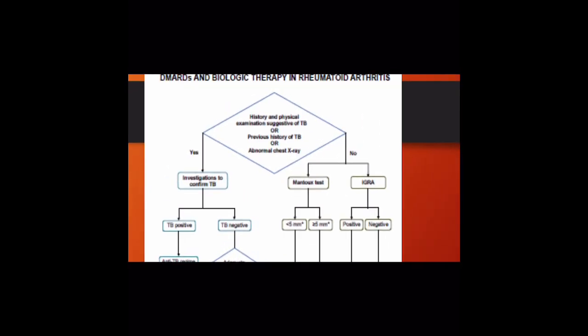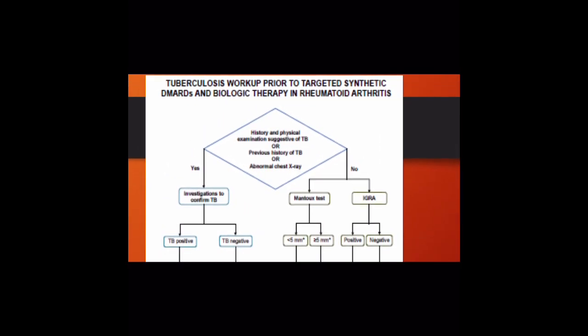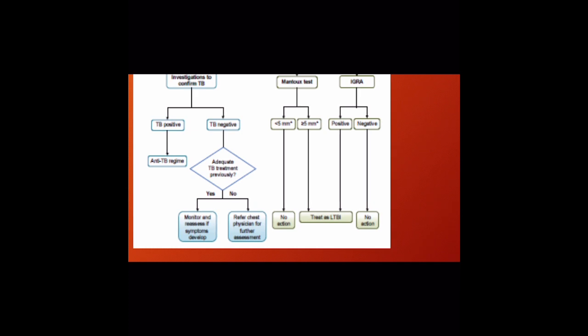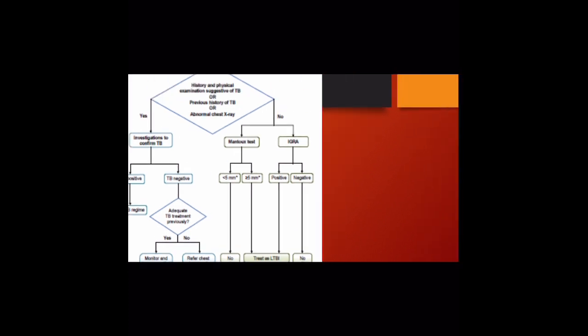So this is what I said. Before you start with biologics, TB screening is important. Do a Mantoux test or IGRA. If less than 5 mm, no action taken. If Mantoux is more than 5 mm, treat as latent TB. Same goes for IGRA. If positive, treat as latent TB. If negative, no action needs to be taken.